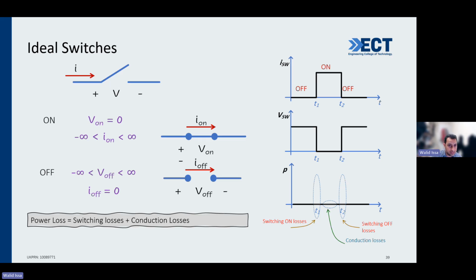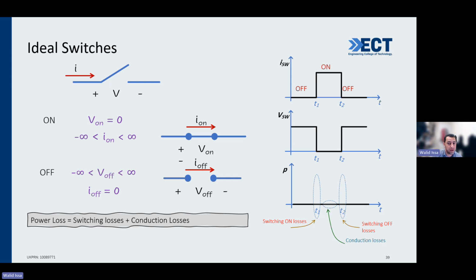But again, if you have a switch, you can turn it on. Ideally, it should pass any current, infinity to minus infinity, and the voltage should be 0. If you turn it off, it should handle any voltage, positive or negative, and the current should be 0. Does that happen in real life? No, this is an ideal switch. And during the transition from off to on to off, there is no transition here, so the power will be 0 as we calculated before. The power losses will be 0. So in ideal switches, there is no heat dissipation, no losses, and we are happy.